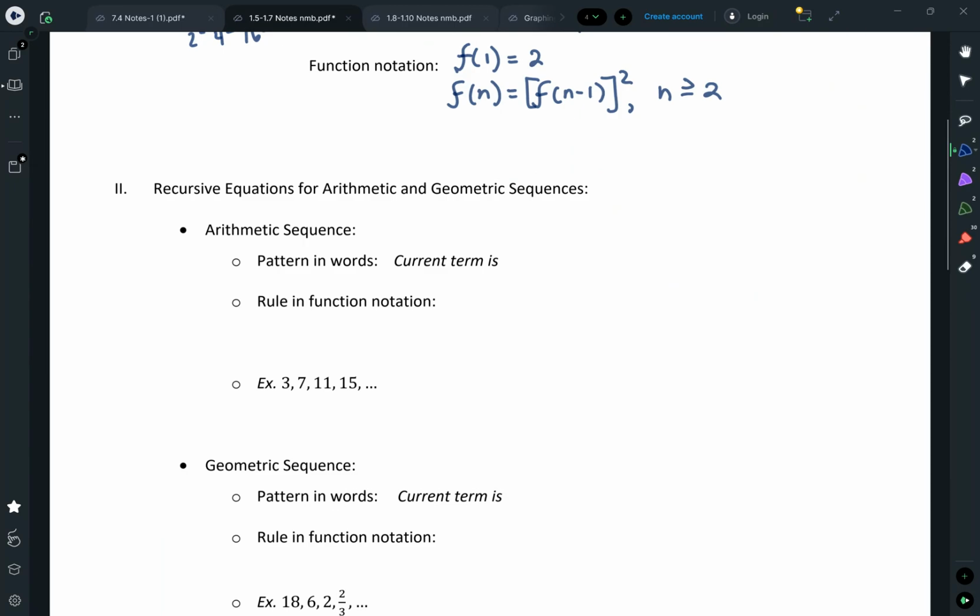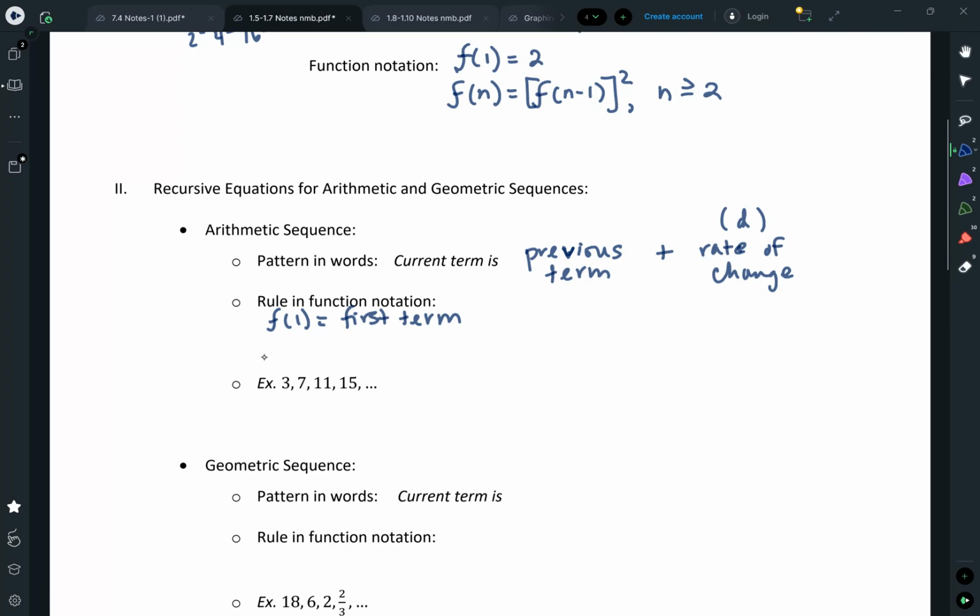So recursive equations for arithmetic and geometric sequences. So pattern in words, the current term is the previous term plus the rate of change, which is also the common difference. Rate of change, it's a slope, it's a common difference, it's the letter D, okay? So remember, to get from one term to the next, I'm always adding the same number. So it's previous number plus that thing. So my f of 1 is going to be whatever my first term is.